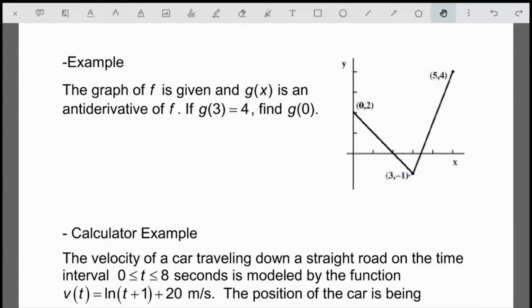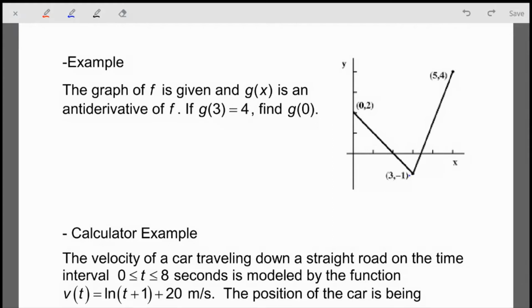Now, what we're going to do primarily here today is look at a lot of different types of fundamental theorem of calculus questions that you might see, just to make sure you understand the main idea behind it. For this one, it says the graph of the function is given, and g of x is an antiderivative of f. If g of 3 is equal to 4, find g of 0.